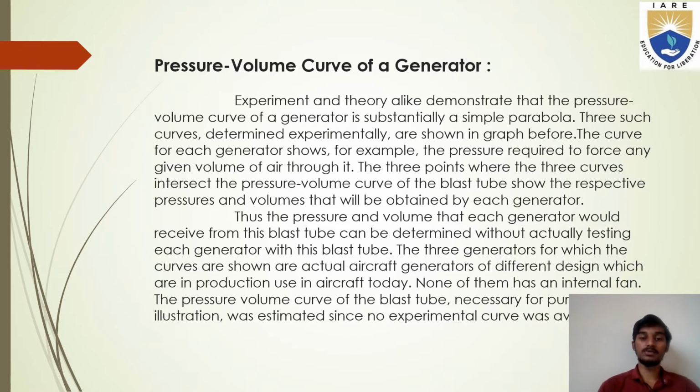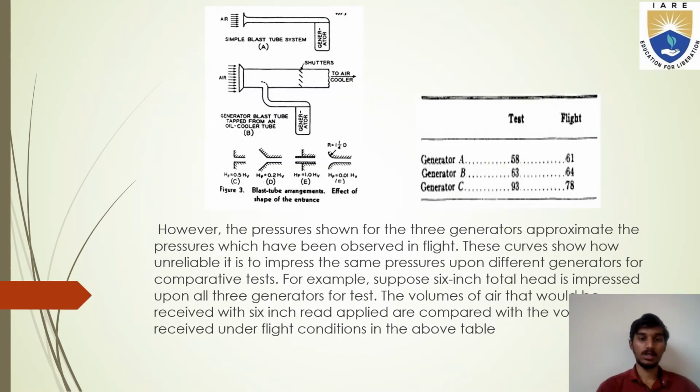The three generators for which the curves are shown are actual aircraft generators of different design which are products used in aircraft today. None of them has an internal fan. The pressure volume curve of the blast tube, necessary for purposes of illustration, was estimated since no experimental curve was available. However, the pressures shown for the three generators approximate the pressures which have been observed in flight.